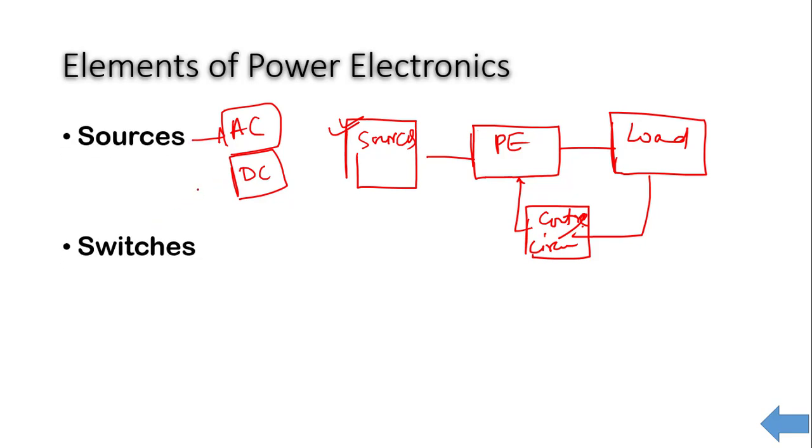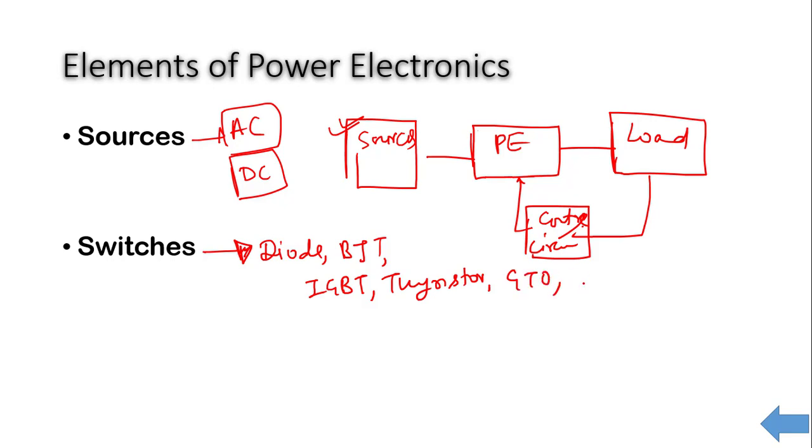Next, switches. The switches I am talking about here are not mechanical switches. All of these are electronic switches. And among switches we will discuss only those relevant to our course, like diode, BJT, IGBT, thyristor, GTO, triac, and MOSFET. These are the basic switches that we are going to encounter in our power electronics course.